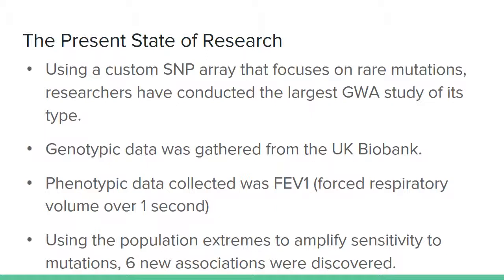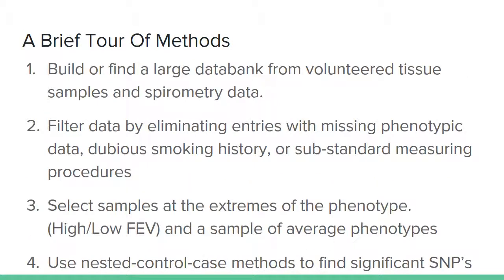This GWA attempts to resolve these issues by using the newly assembled UK Biobank in conjunction with a custom SNP array designed to favor rare mutations. This nested case-control study successfully identifies 6 novel genes associated with COPD by looking at the extremes of the phenotypes. Let's take a brief look at the methods they used.